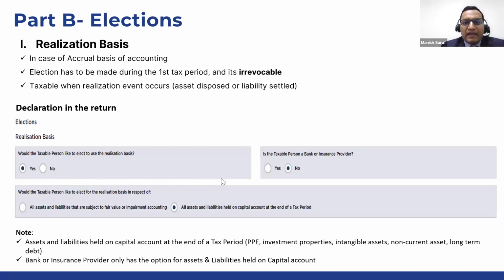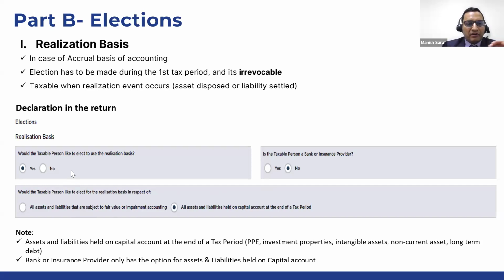If yes, then the other details have to be filled in. Specifically for a bank or insurance provider, they can only follow this realization basis on the capital account, assets and liabilities held on capital. So there is a specific provision for them, but for all other entities, you have the option of either opting.